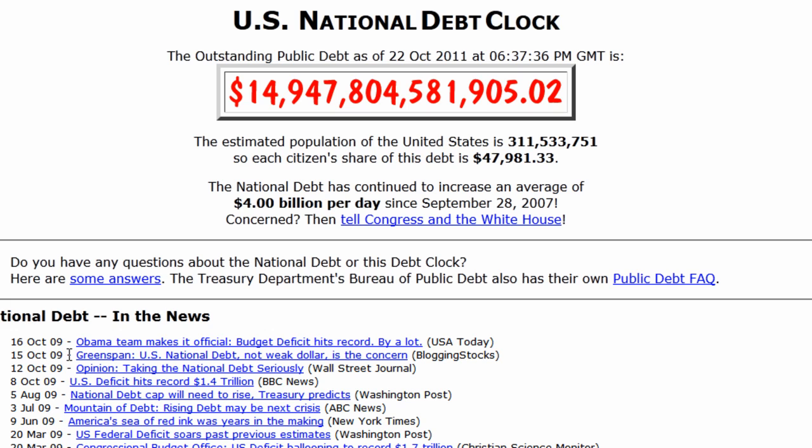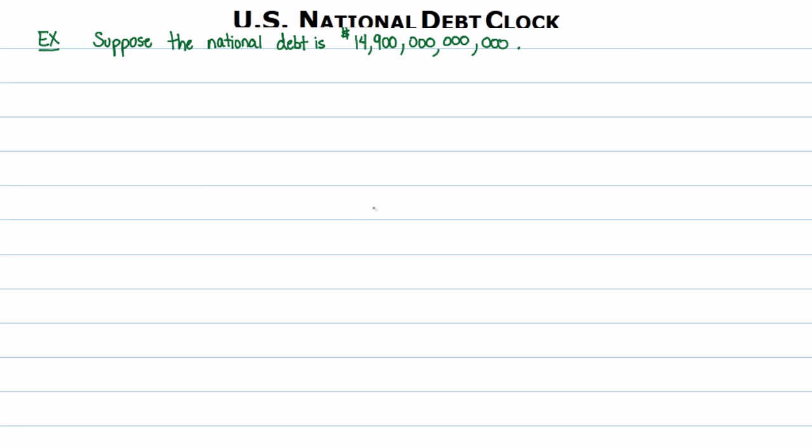14,947,804,581,905.02. Now, obviously, this is ridiculously inaccurate. But you can use maybe a couple or three of the digits to maintain a little accuracy. So let's say that the national debt is actually $14,900,000,000,000. So the first thing I'm going to ask you to do is let's write this in scientific notation, because obviously that number is very unwieldy.